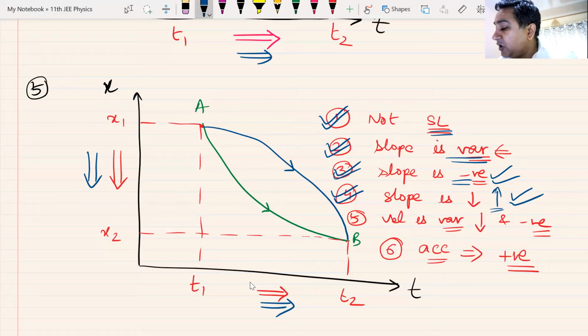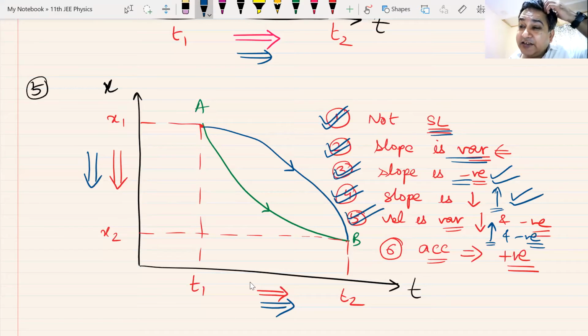Fifth point. Velocity is variable. It is increasing and it is negative. Velocity is variable. It is increasing and negative in the blue graph.